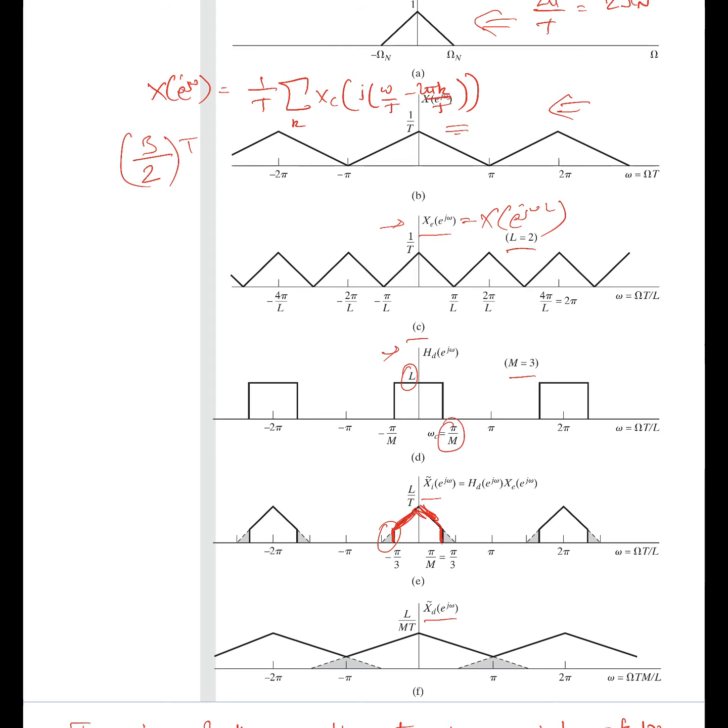When we do this resampling by L by M times T, right? This gray region, what you are seeing here, shows the aliasing which would have occurred if the cutoff frequency of the interpolation low pass filter had been pi by 2 instead of pi by 3. That's why we limited the bandwidth of the signal. So here we finish the topic of changing the sampling rate by some integer factor and by some non-integer factor.